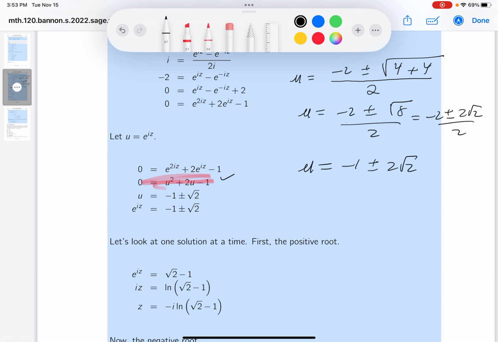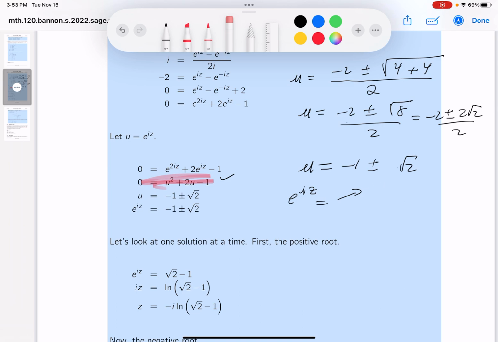All right? So I don't really want u. I want to know what z is. So let's take a look at this over here. So e to the iz is equal to, there's two things it can be equal to, right? I'm sorry, I made a mistake there. I just noticed it. When I divide 2 by 2, I get 1. So it's minus 1 plus or minus root 2. So I get two different answers.